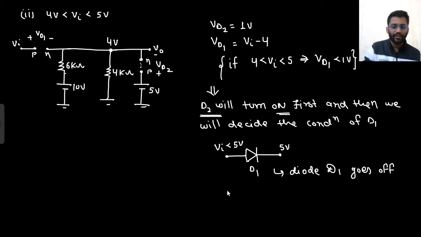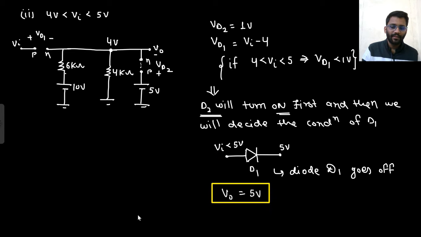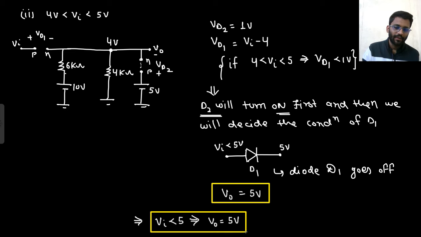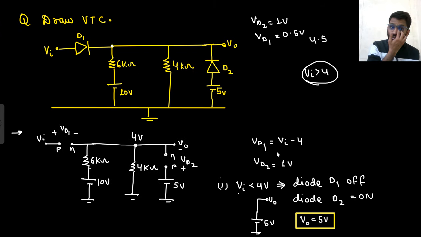So what will be V0? Your V0 will again be equal to 5 volt only, because if D1 is off, Vin will not come into action. This will certainly be shorted, so V0 will be 5 volt. So what is the conclusion till now? That when Vin is less than 5 volt, V0 is 5 volt only, right?